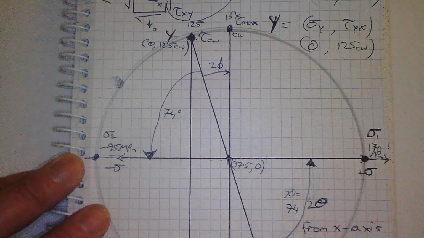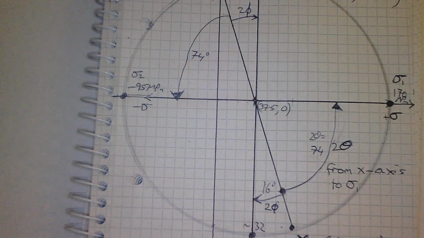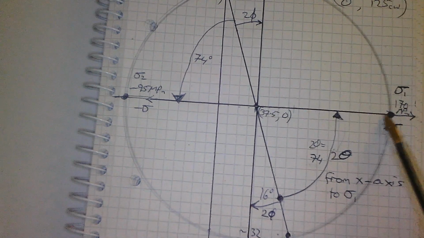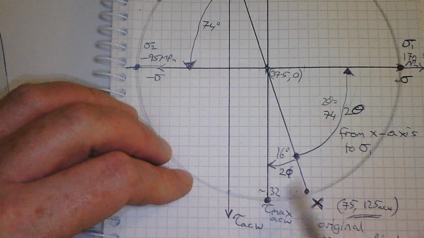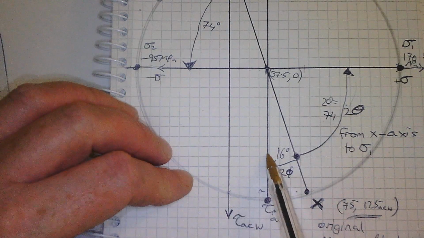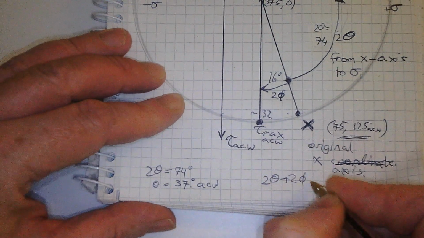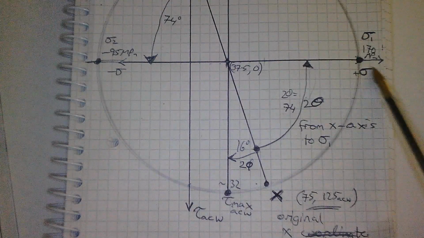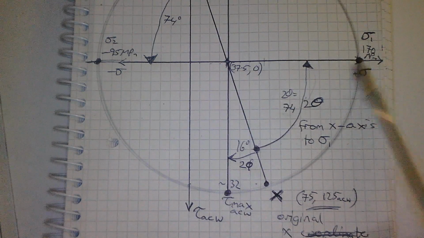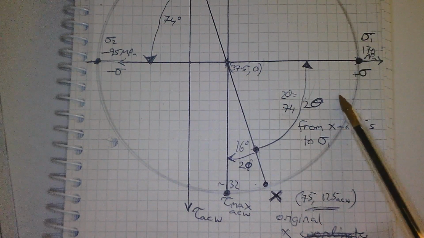Another way of looking at that is that the angle on Mohr's circle between your principal stress and your maximum shear stress down here is 90 degrees. So we could say 2 theta plus 2 phi is equal to 90 degrees. In other words, on Mohr's circle, the maximum shear stress is located 90 degrees from the principal stress. Now translate that back into the real world.